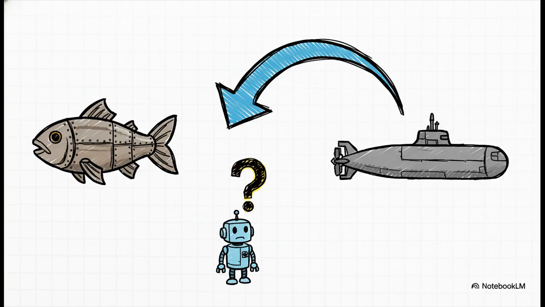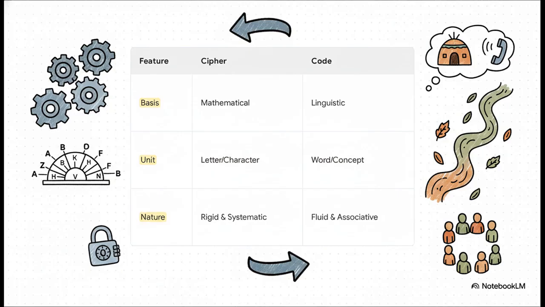It's brilliant. So let's just lay it all out side by side. A cipher is mathematical, it works on letters, and it's super rigid. A code, on the other hand, is linguistic. It works on whole concepts, and it's fluid, it's associative. They are just fundamentally different ways of thinking about secrecy.